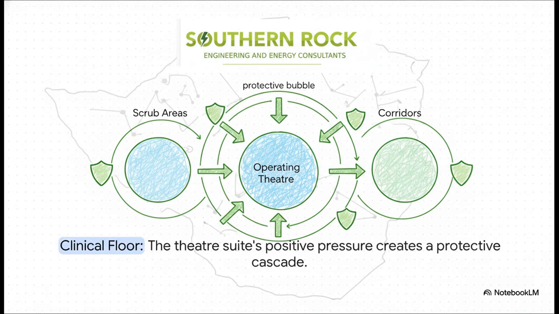Now, let's head up to the clinical floor. This is a perfect real-world example of that pressure cascade we were just talking about. See the operating theater suite? That whole area is the heart of the design here. It's kept at a strong positive pressure, which creates that protective bubble we mentioned. Clean, HEPA-filtered air is constantly flowing out of the theaters, into the support areas, and then into the corridors. It makes it physically impossible for dirty air to get in.